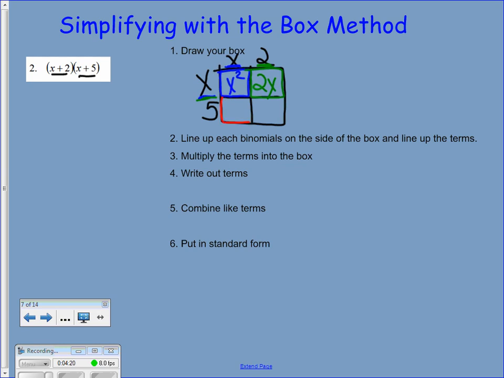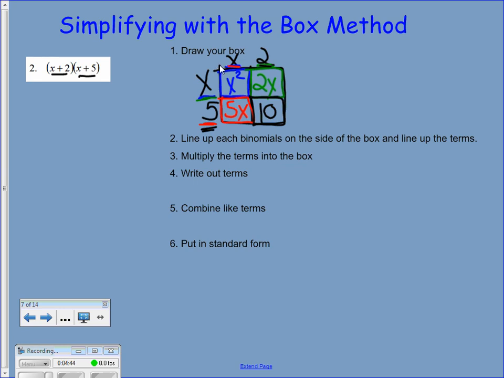For this box right here, I want to take x times 5, which gives me 5x. And for that last box here, I want to take 2 times 5, which gives me 10. So this is the same process as doing that FOIL, the first, outside, inside, last. Same idea, it's just set up as a box. Once I have my box done, I can skip all the way down to step 4.